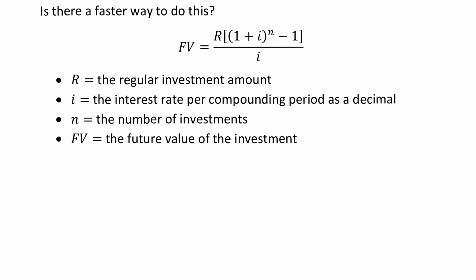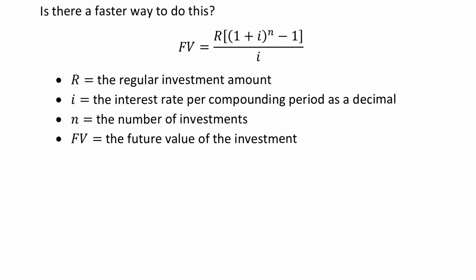So this is called the future value formula. The future value of your investment is equal to R, the regular investment amount, times the big bracket, (1 plus i) to the power of n, minus 1, divided by i. Now, I never said this would be an easy formula, because that wasn't an easy process.